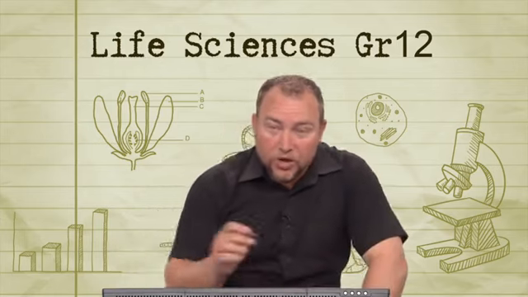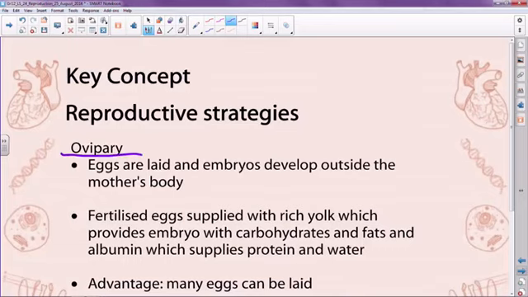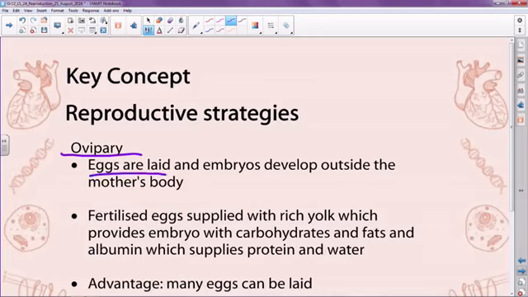Firstly, we've got oviparity. You've got the 3 things and they show you how certain things happen. With oviparity, eggs are laid and embryos develop outside the mother's body.